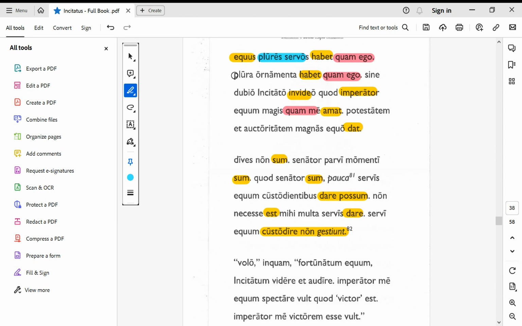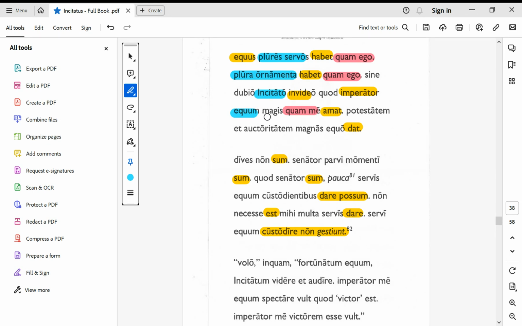accusatives or direct objects. So like I said, plura ornamenta. We know since that's neuter, a can be a neuter accusative plural ending. Sine dubio, without a doubt. We see invideo. Well, there we go. We got our incitato there. Remember we said dative can be the object for the word invideo. Okay. The emperor loves, well, we see this, equum. Okay, that's accusative. He loves the horse, magis quam me, more than me, more than he loves me, basically.